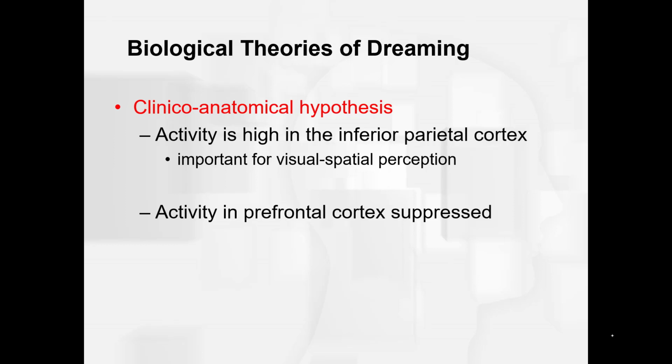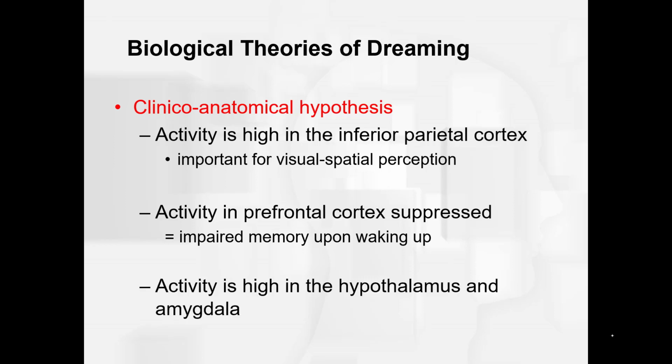We also have activity in the prefrontal cortex being suppressed. I also mentioned that this might become important when we talked about dreaming. When we get to the memory section, we'll talk more about how the hippocampus is important in storing memories, but we think that eventually those memories get moved into the prefrontal cortex. So if activity of this area is suppressed, that could be why it's difficult to remember these dreams once we wake up.